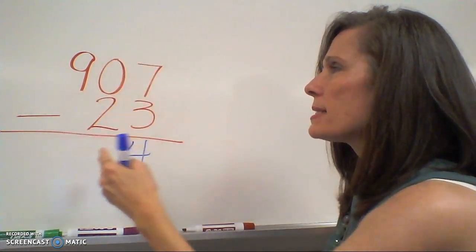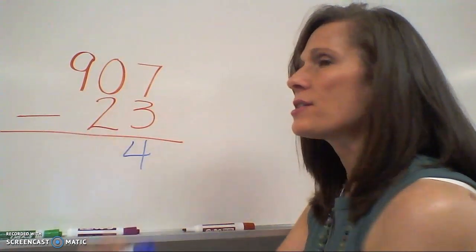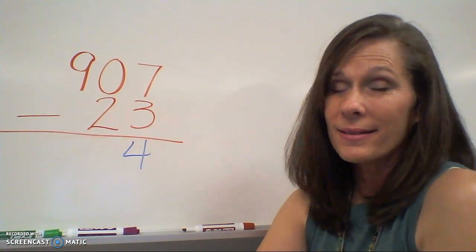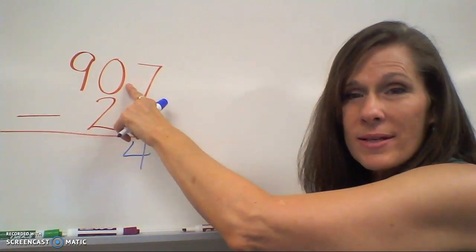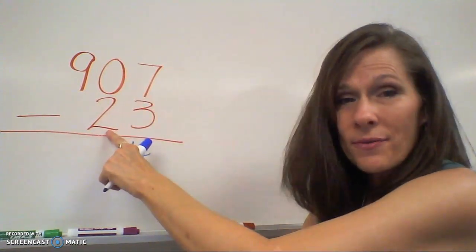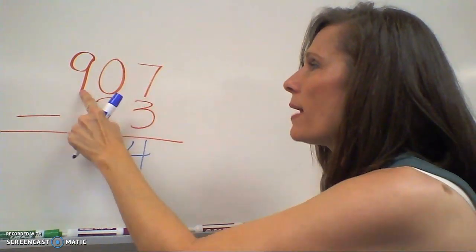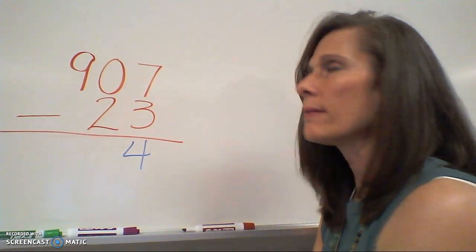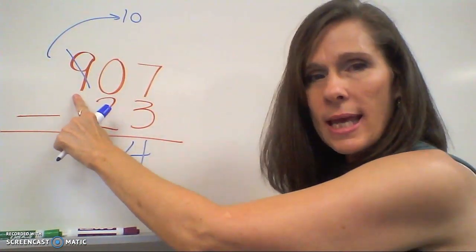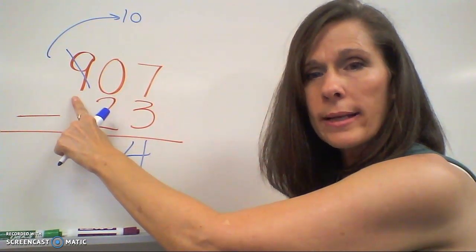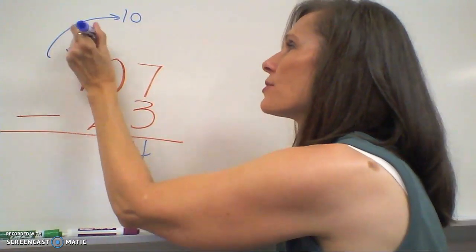Right, now I go to my tens place. 0 take away 2. Can I do it? No. 0 is smaller than 2. If I have 0 oranges, I can't give you 2 of them. So the 0 has to ask the 9 for a set of 10. So the 9 says, here's your set of 10. The 9 just gave up a set of 10, so it's 1 less. So now the 9 turns into an 8.